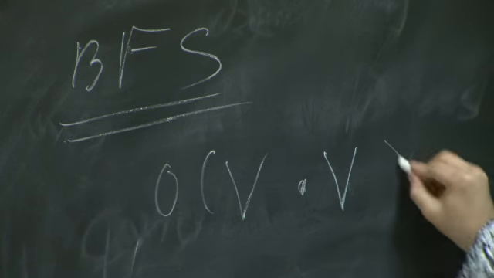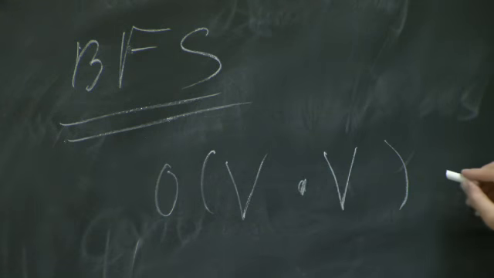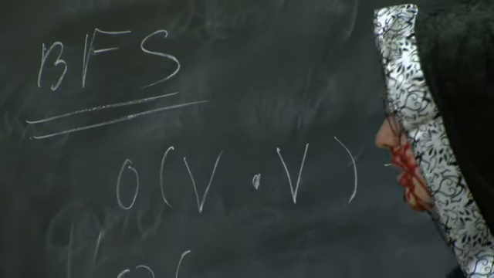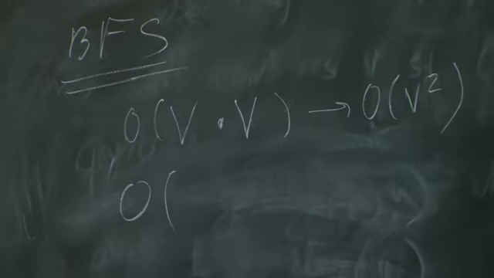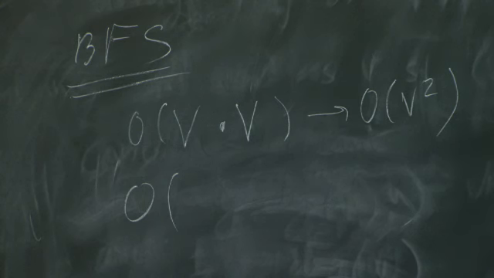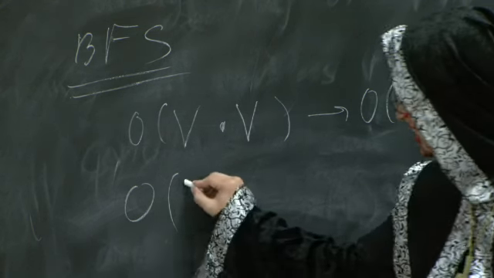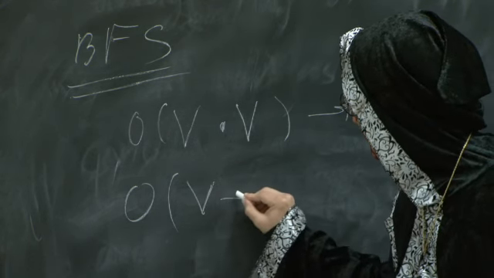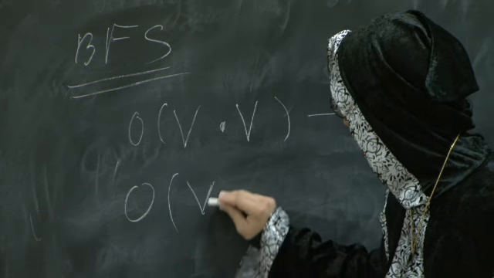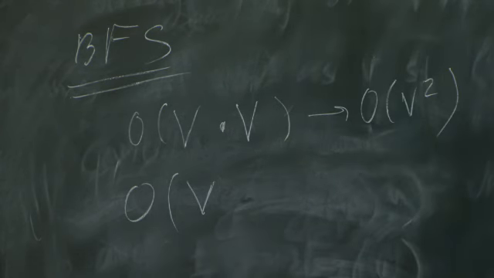That's it. So if we use an adjacency matrix, we get order of V squared as the total running time. What about if we use lists? What's the running time? I'll give you a hint. You have to use amortized analysis. So we know it's order V because we're going to visit every node.